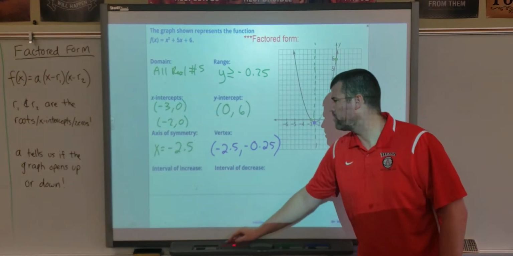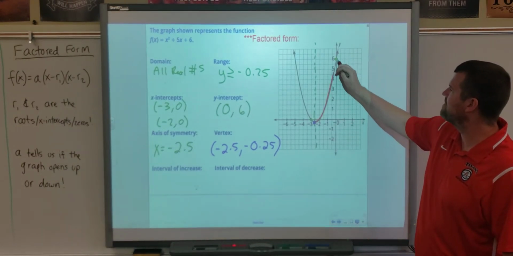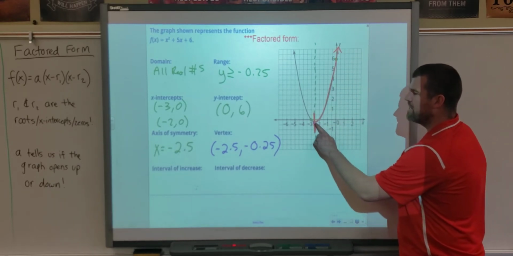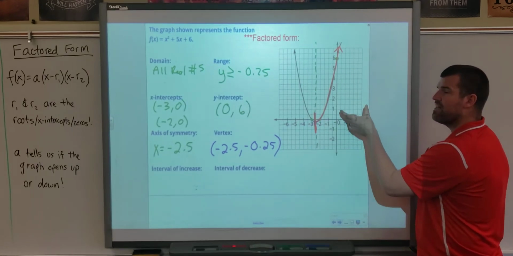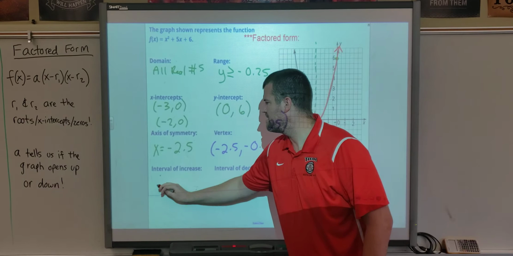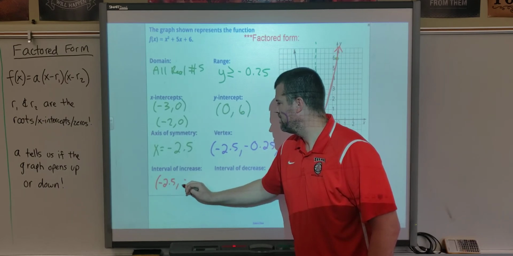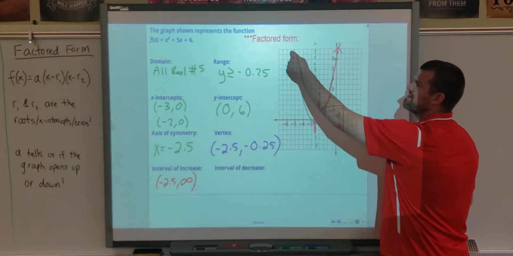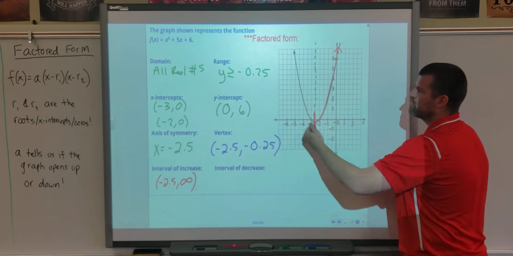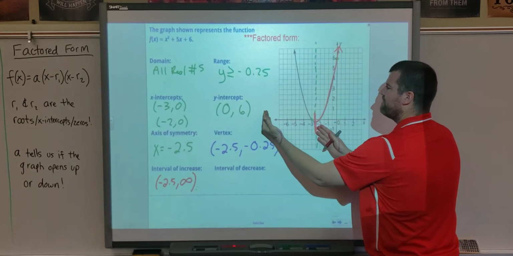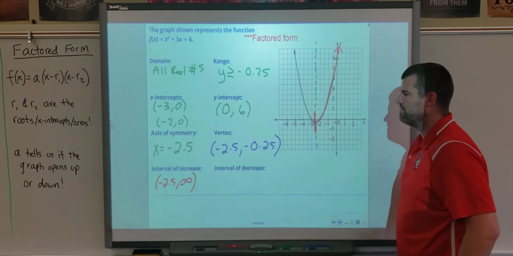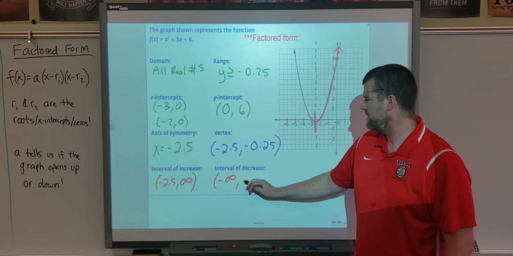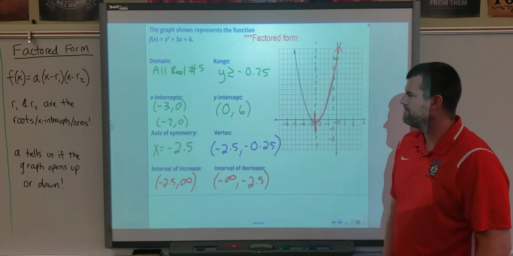And then our interval of increase, this graph increases when it's on the right side of the axis of symmetry. So everything to the right of negative 2.5, if we are to the right of that, the graph is going up. So it's increasing from negative 2.5 forever. And then the interval of decrease, well, this graph is decreasing on the left side of the axis of symmetry. So everything from the beginning of the graph until it reaches negative 2.5. So the beginning of the graph is an x value of negative infinity until it gets to negative 2.5.